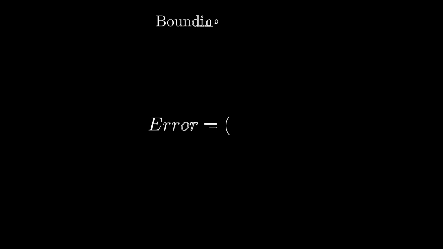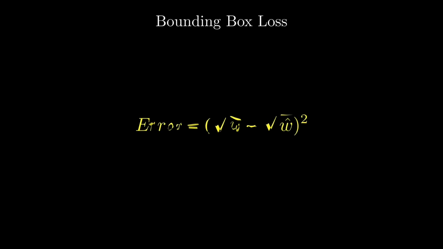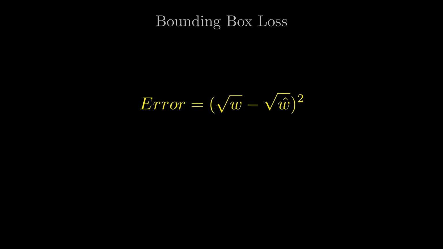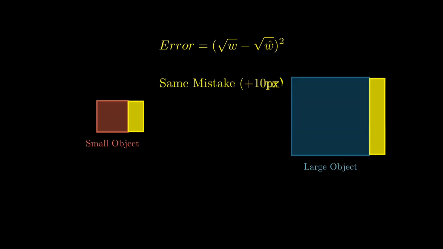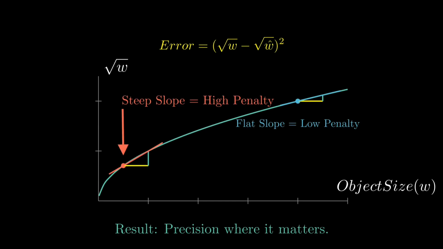A similar idea applies to box size, but with an important twist. Instead of comparing sizes directly, the model compares their square roots. Why does this matter? Because a small mistake on a tiny object is far more damaging than the same mistake on a large one. The square root transformation naturally increases the penalty for errors on small objects, helping the model learn precise localization where it matters most.